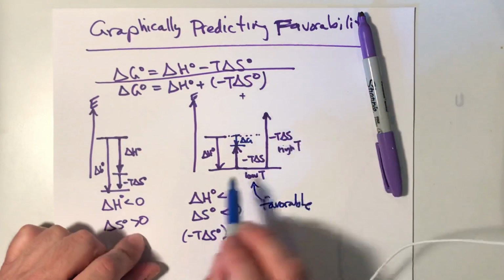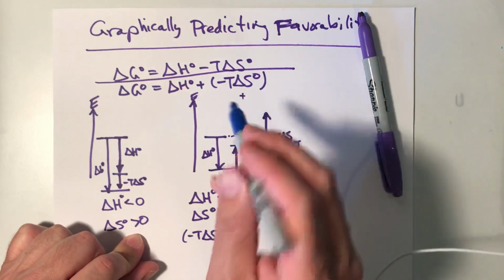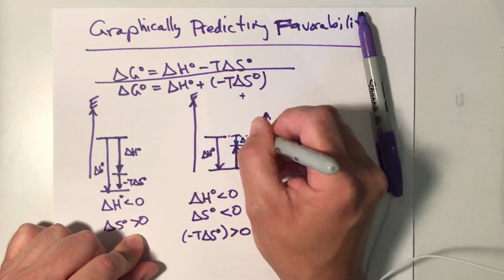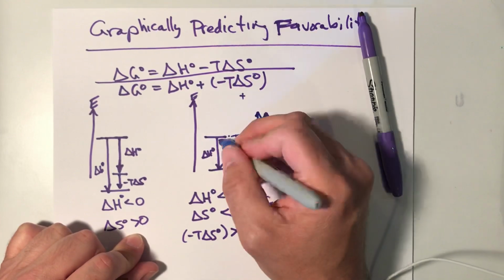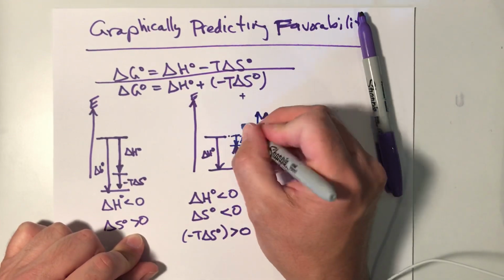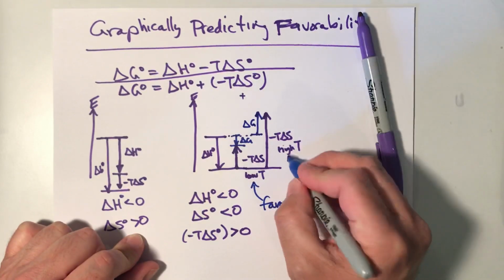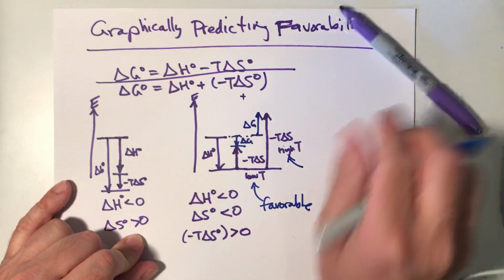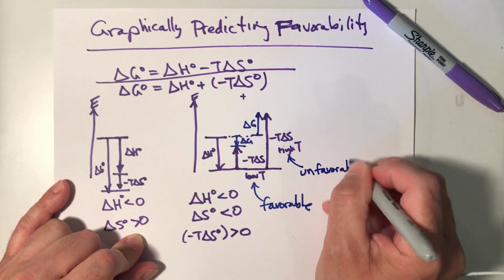Whereas in the second case, our delta H goes down, but our minus T delta S term goes up. So then our delta G, getting from the sum of delta H and minus T delta S, would now be a positive number. And so in this case at high temperature, this would be a thermodynamically unfavorable process.